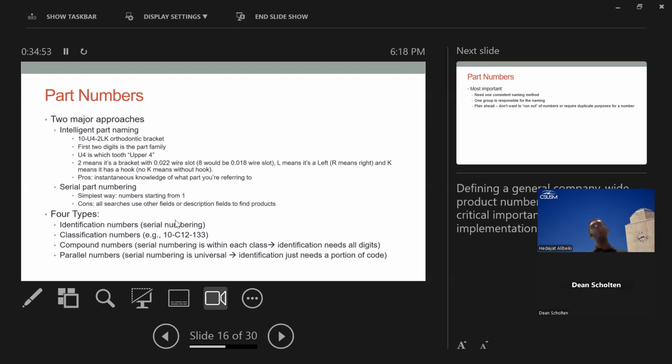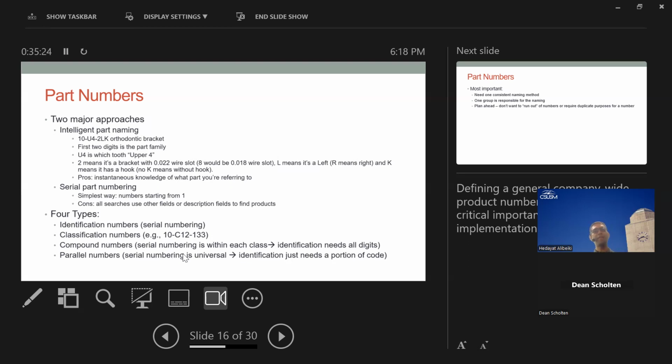If we have serial numbering, it's good. The only problem is that when you look at it, it's just a bunch of numbers. There's no way you can actually get any inside information from it. Classification numbers, these are good. But the problem with this one is that if it's just classification, they're not good for identification. So you may actually have different items with the same codes, which is really not a good idea.